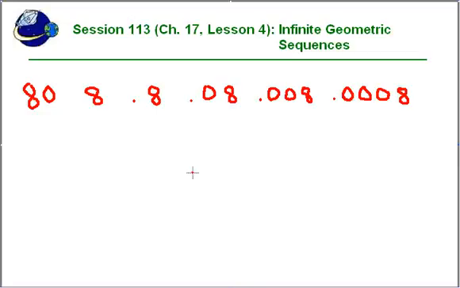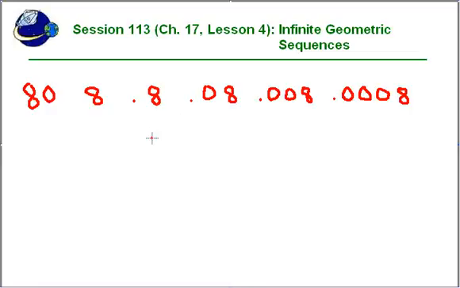Here in session 113, which is our final session, we're going to look at infinite geometric sequences. The infinite geometric sequences that we're going to focus on here are sequences in which each successive term is getting smaller and smaller and eventually approaches the number 0.